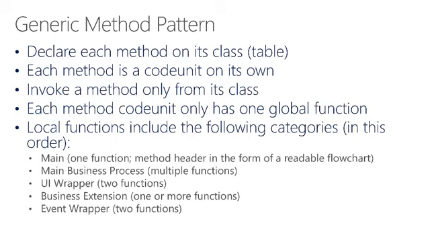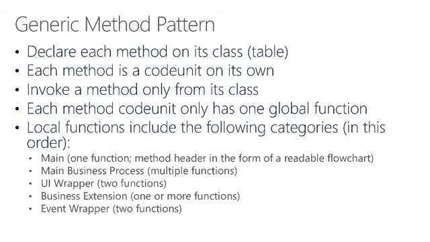Declare each method. So you create a method as a codeunit on its own, and each method is derived from a business case, right? So you have a business requirement. That business requirement results in the creation of a method, and each method is implemented in a single codeunit. And that codeunit is then declared as a method on its class, which is a procedure on the table. And then you invoke that method only from its class.